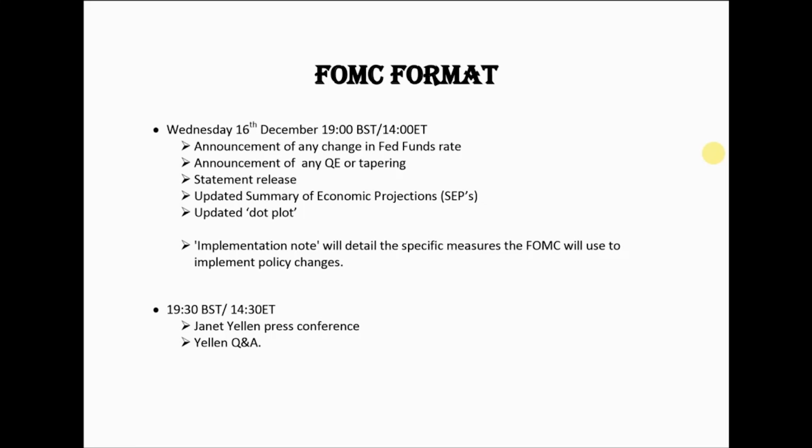We'll also get at 7 o'clock the updated summary of economic projections, so essentially the dots as well as the projections for inflation, growth, and employment. And then one thing new that we could get, which we don't normally get, and this will really only happen if we do get the rate rise that's anticipated, is an implementation note. And now this will actually detail the specific measures the FOMC will use to implement policy changes. So if in fact they do change policy tomorrow, then an implementation note will be published.